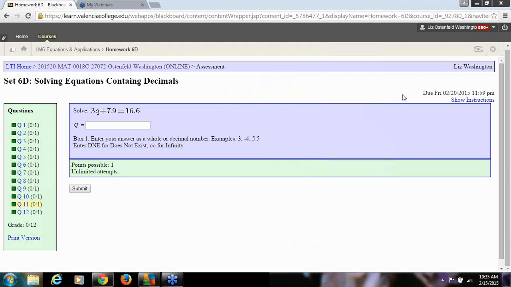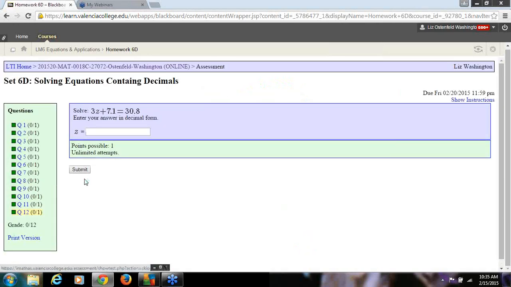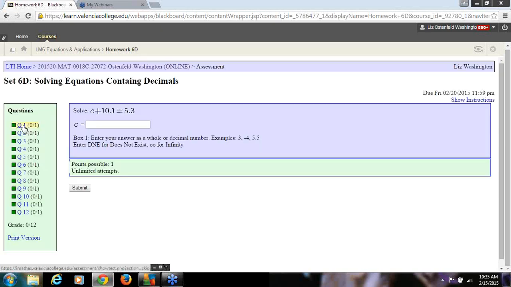Let's see what the next one looks like. You want me to do this one too, or you want me to go to the next section? I think these are all pretty straightforward. This one you just have to subtract 10.1 to move it to the other side. This one you just have to divide by 3.8. Yeah, let's go ahead and go to 6E. Let's go to 6E and do some of those.